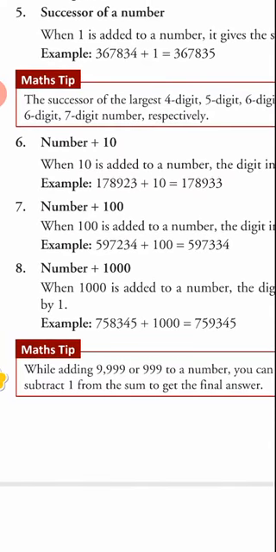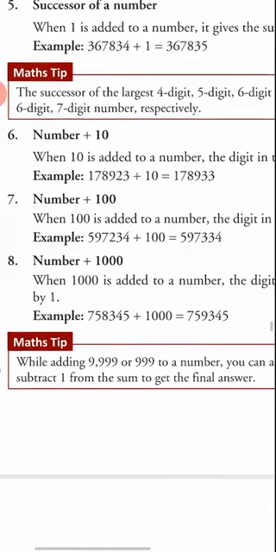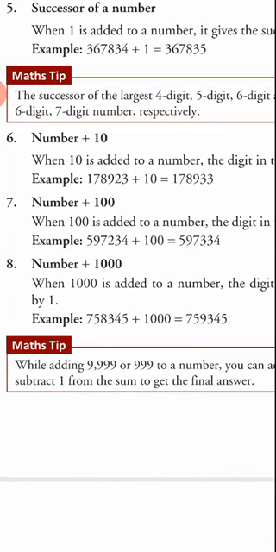Let us come to the next property, that is the successor of a number. The concept of successor and predecessor, you all have already learnt. What was successor? When we add 1 to a number, it gives the successor of that number. Means the successor of a number is the number that comes just after it. Like here we have to calculate the successor of 3,67,834. In order to calculate the successor, we will just add 1. So our answer will be 3,67,835. Means we have got just the next number. We just have to add 1 to the number and we will get the successor.